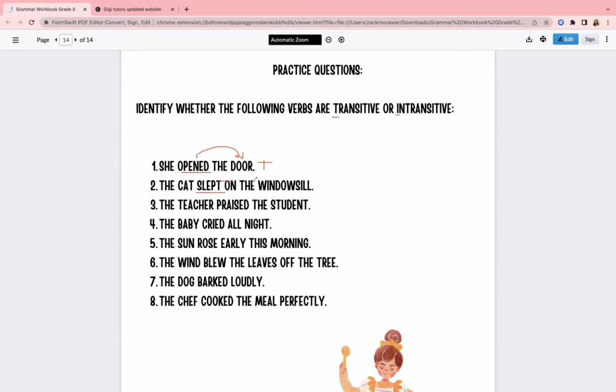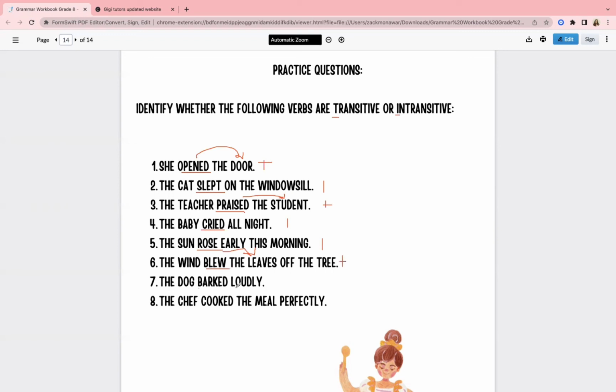The cat slept on the windowsill. Did they sleep the windowsill? Can you sleep something? No, so this is not transitive. This is actually intransitive. The teacher praised the student. They praised what? The student. It has an object, so it is transitive. Baby cried all night. They didn't cry something. It is intransitive. The sun rose early this morning.